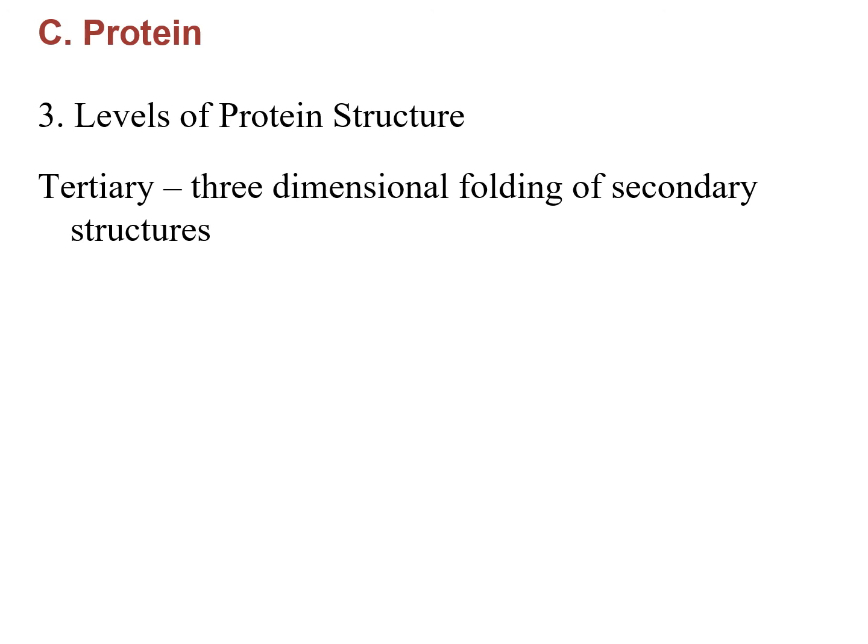The third level of protein structure is called the tertiary structure. That is the way the entire chain is then folded into a three-dimensional shape. Here's an analogy for you. You've played with a slinky before, right? So you've got this coiled wire.